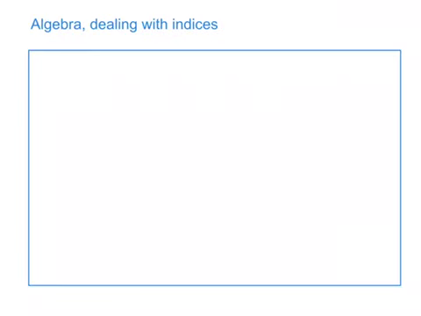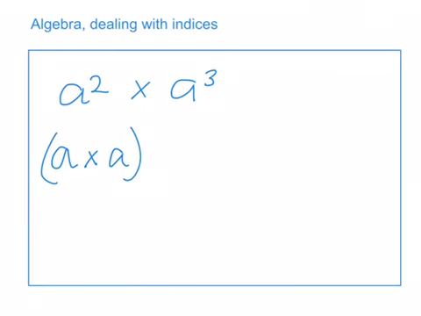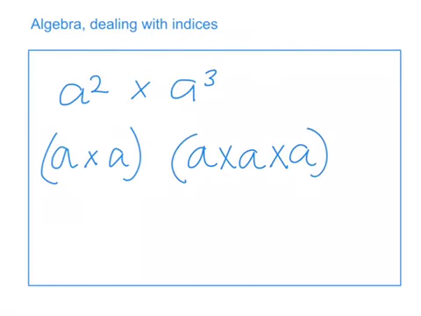If we had an expression where we had to multiply two terms together where the terms were raised to different powers, if we had a squared and that had to be multiplied by a cubed, well, the a squared part is the same as a multiplied by a, and the a cubed part is actually a multiplied by a multiplied by a. So if we're trying to multiply that, which is the same as that, by that, which is the same as that, our expression, if it was written out in full, would look like this.